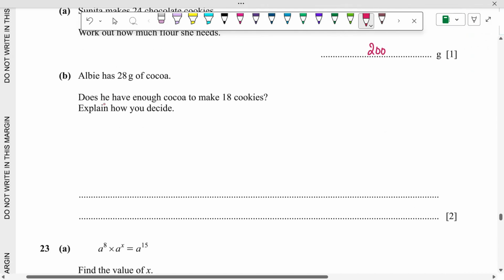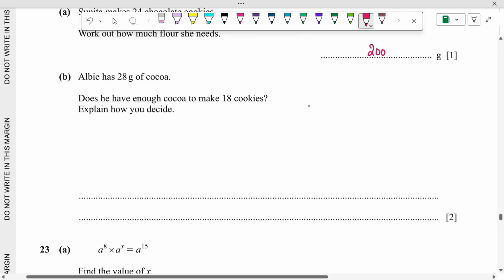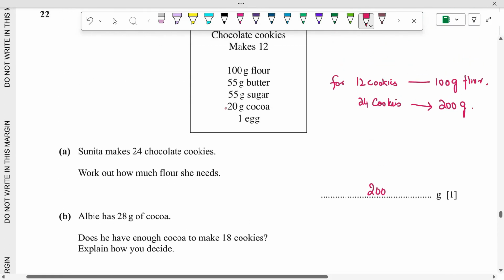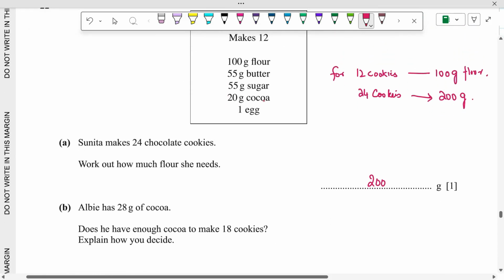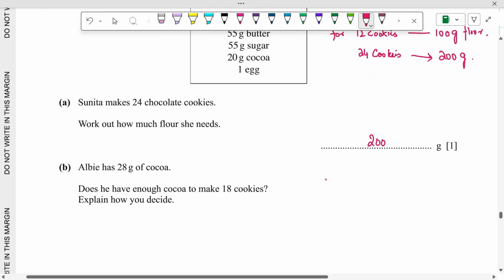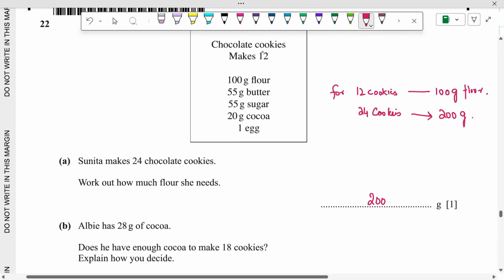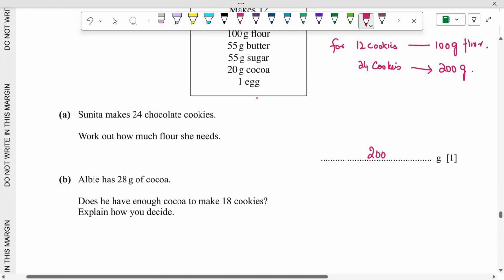Part B, Albi has 28 gram of cocoa. Okay. Does he have enough cocoa to make 18 cookies? Explain how you decide. Okay. First, we find how much cocoa is needed to make 18 cookies. And it is given that for 12 cookies, 20 gram of cocoa is needed.